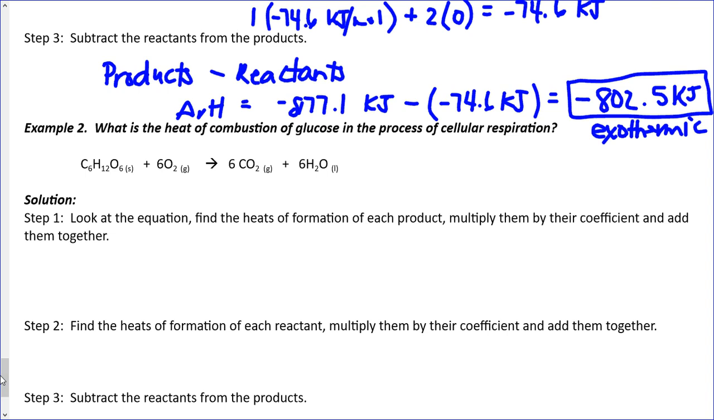So now I'll give you a second, or you'll have to pause the video, I guess. Try this one. This one again is balanced already, so you don't need to balance, but in the future you're going to need to. So try using those 3 steps, figuring out your heat of reaction for the combustion of glucose. Give it a try. Combustion of glucose, what is the heat of reaction in cellular respiration? So pause the video, try these 3 steps, and then I will go over it.